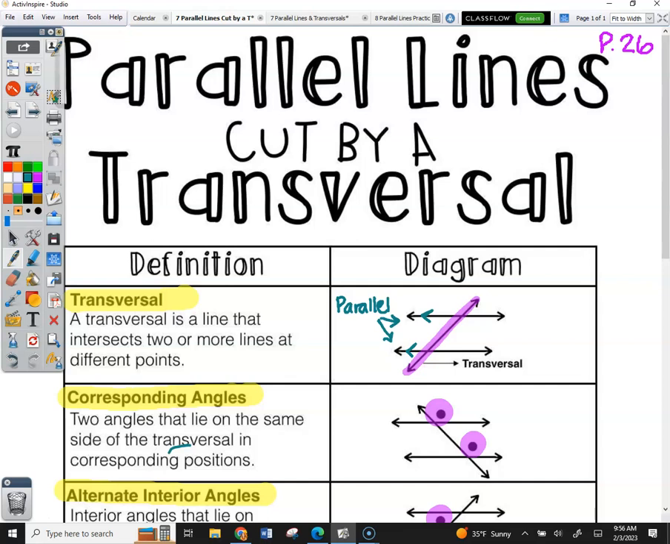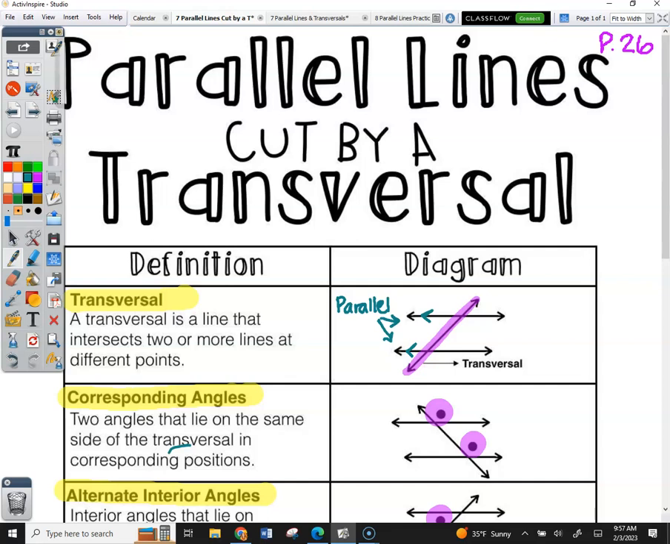Transversal, think about like if you're traversing across the country. Transversal means it is cutting across the two parallel lines. The phrase is parallel lines cut by a transversal. That is the phrase you're going to start seeing in your practice problems. That means two lines are parallel, the rogue line is cutting over it.